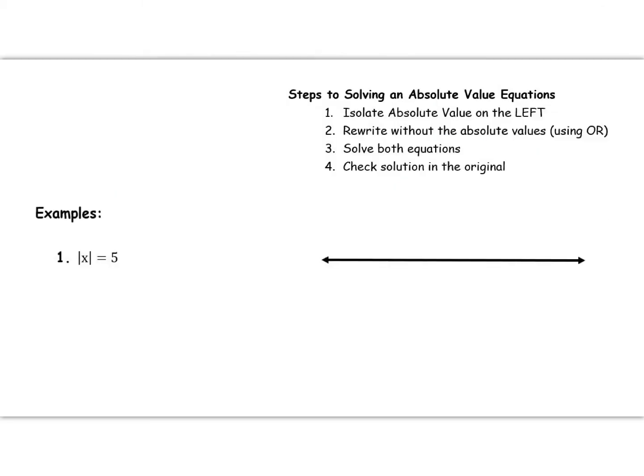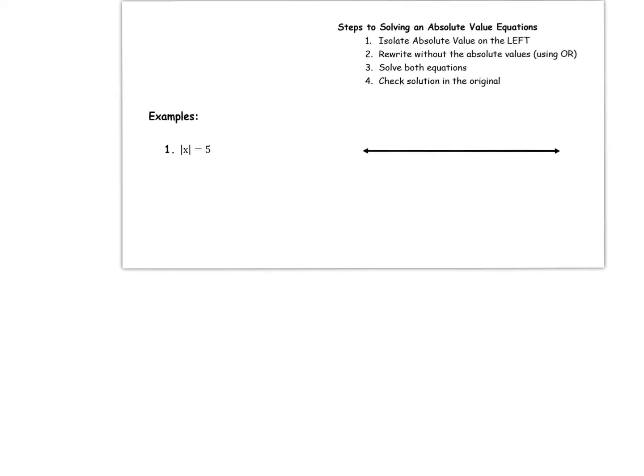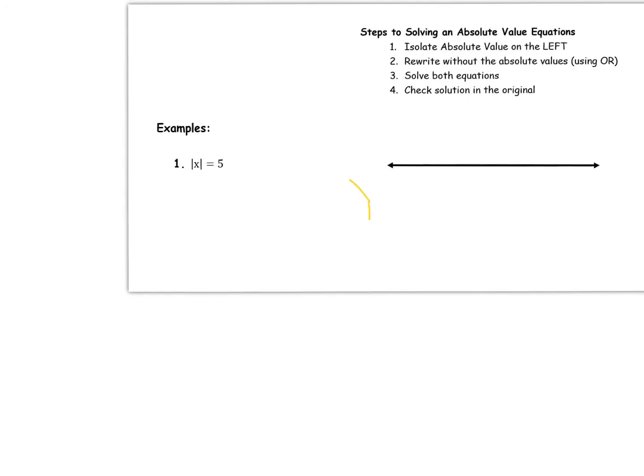All right, so here we go. Let me shrink this down. We're given the absolute value of x equals 5. First things first, is the absolute value on the left side of the problem? The answer is yes. Now, rewrite the absolute value using the or statement, because this will represent a compound inequality. Our statements are going to be based on the equals or inequality symbol, and since it's equals, it's always going to be or.